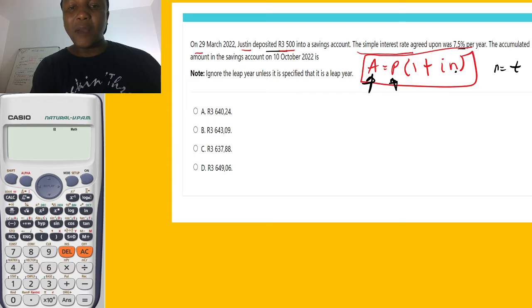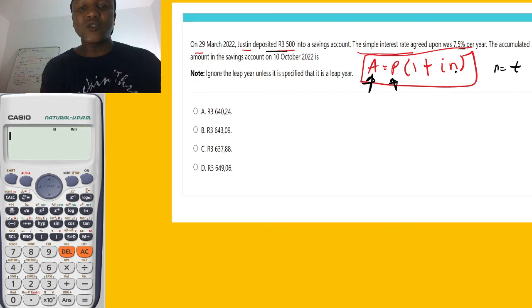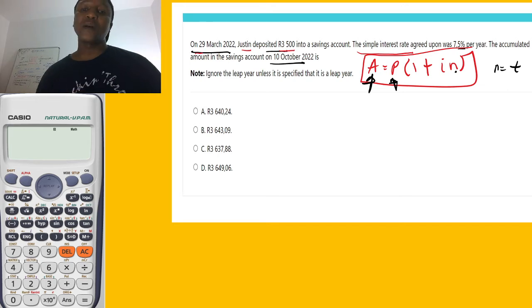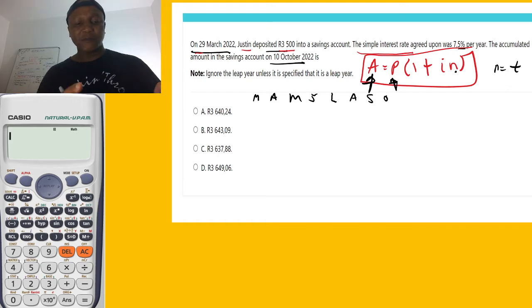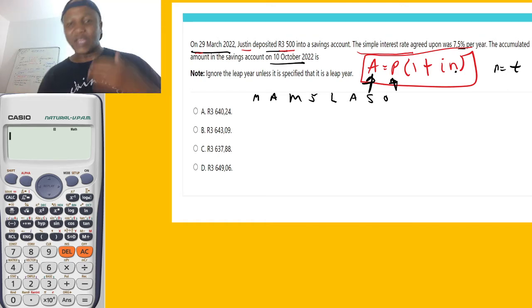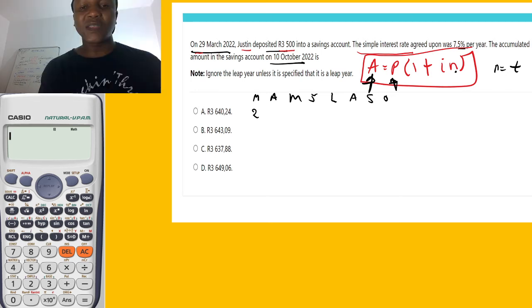But now they ask, if you start... they didn't give us exactly the time, but they say you started from 29th March to 10th of October. So we can do the math and calculate how many days. We have to count days from 29 March. So we're going to say March, April, May, June, July, August, September, October. For March, from the 29th it's going to be 2 days to get to April, because 29, 30, 31. So it's going to be 2 days. April, how many days in April? We know it's 30 days.